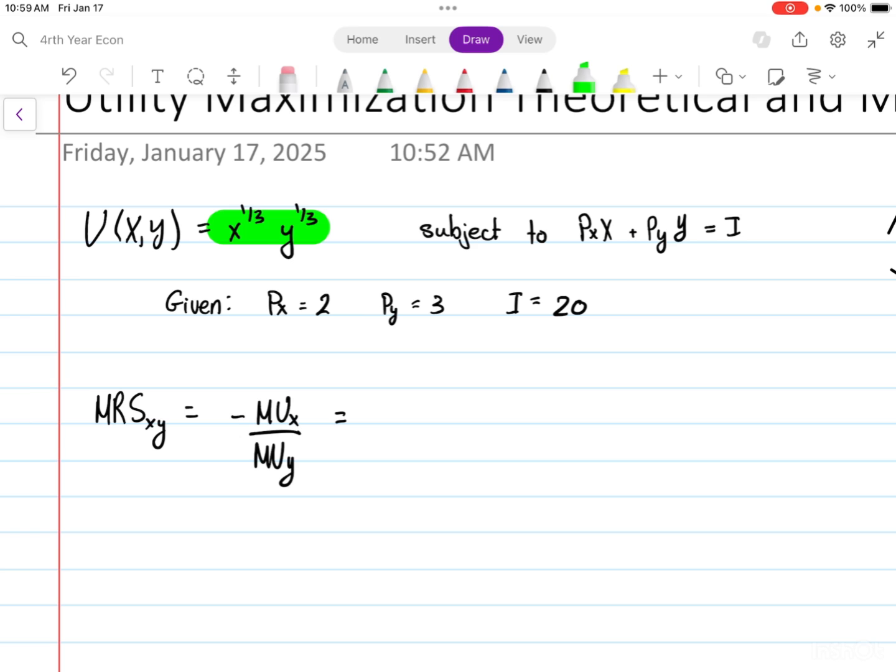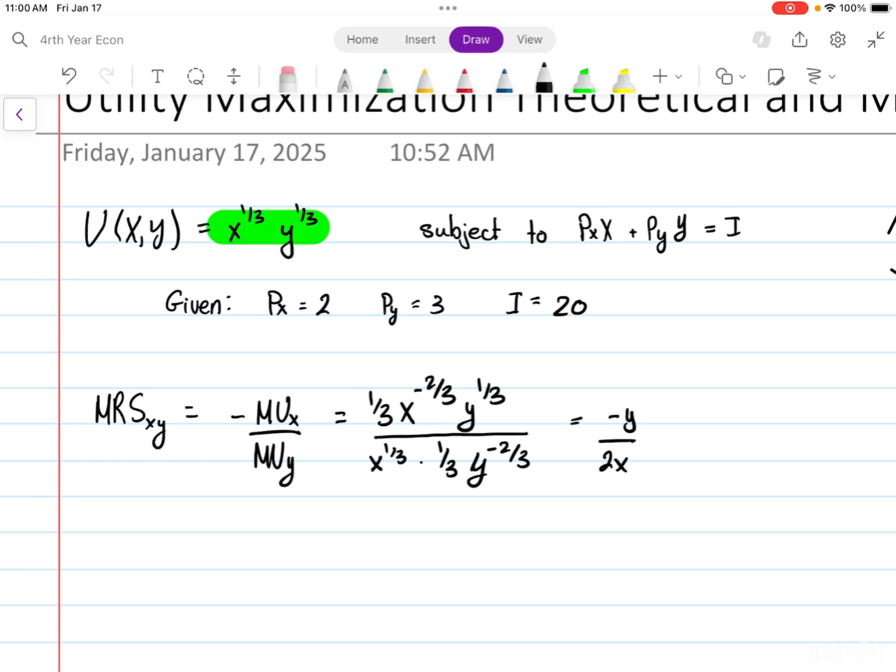So we're going to take the partial derivative of x and the partial derivative of y from this function. You have 1/3 x to the power of -2/3, and keep y the same. And do the same thing for y: keep x the same and find the partial derivative of y. Simplifying all that, you get your marginal rate of substitution equal to -y over 2x.